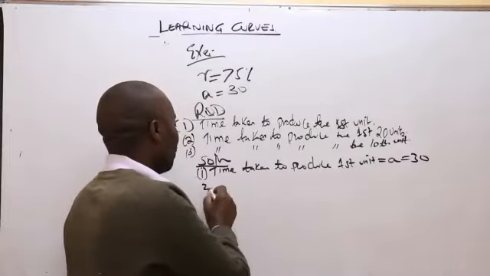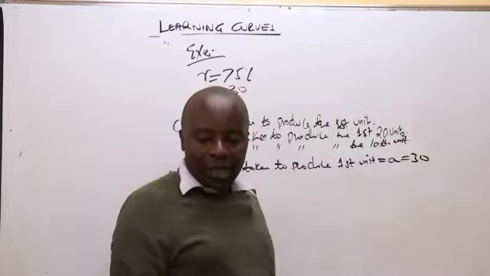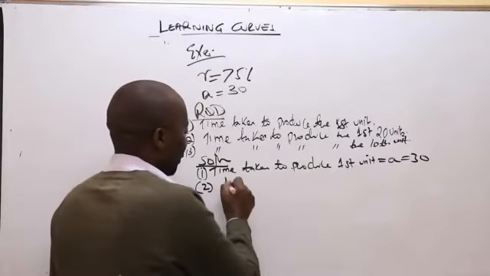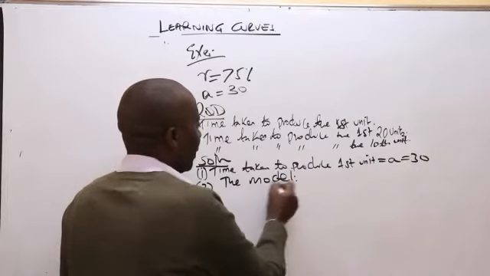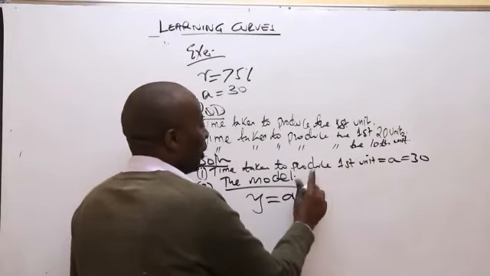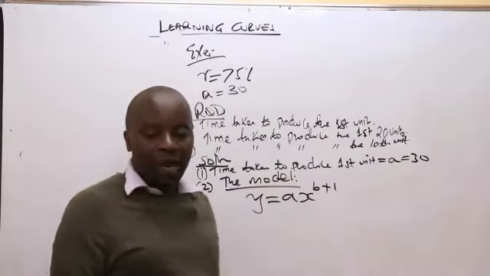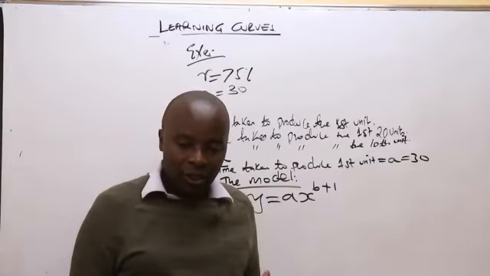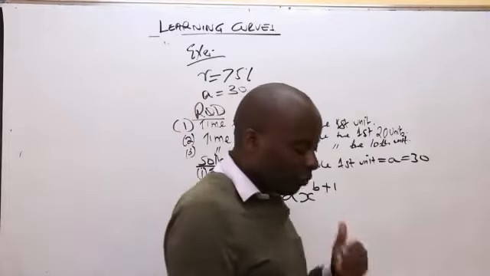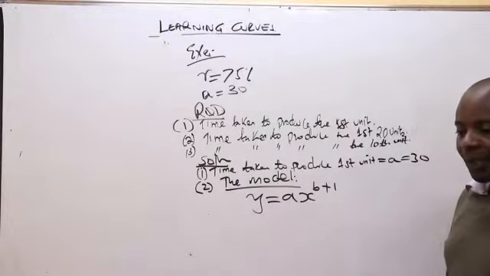And then we go to number 2. They want us to give them the time taken to make the first 20 units. So here we need the model. Our model, what do we have here? We have y equals ax raised to power b plus 1. And I would want, in this case here, my students here, I would want somebody to give me the value of b. Who can give me the value of b?